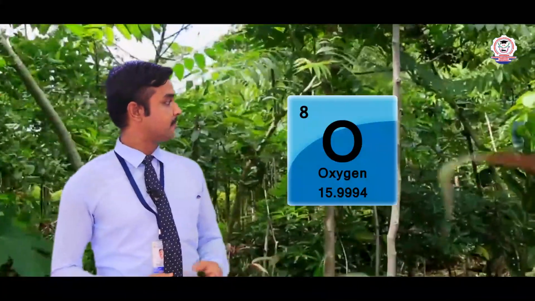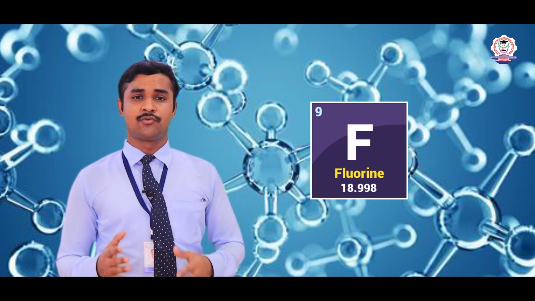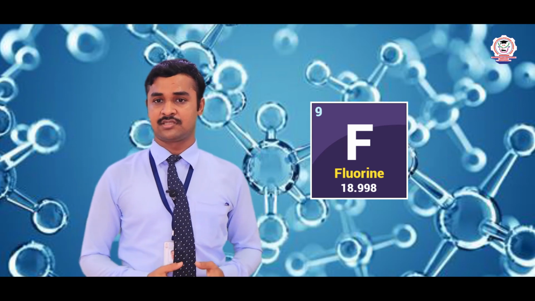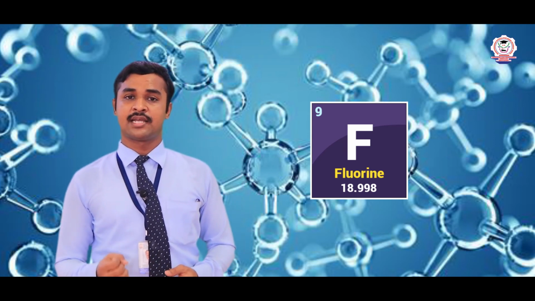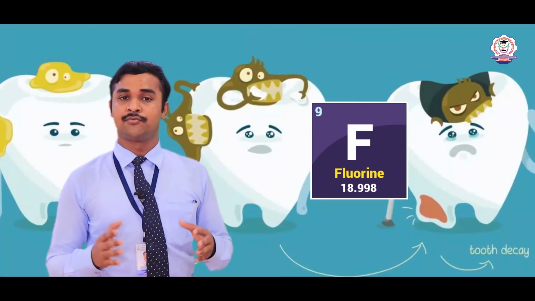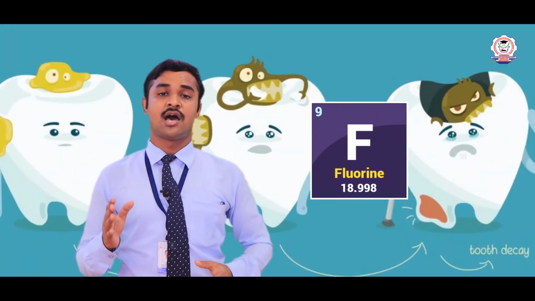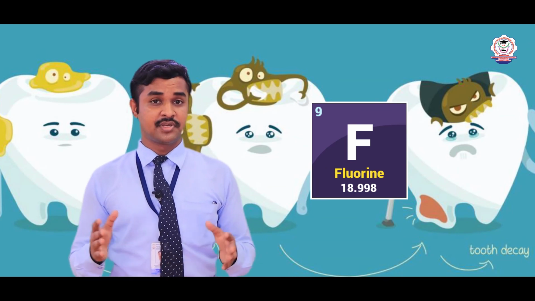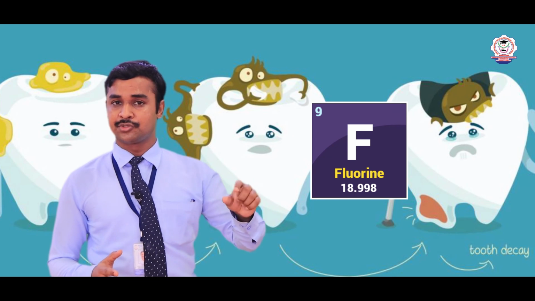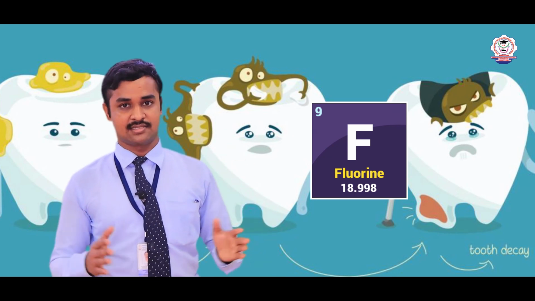And the next one, the ninth element, fluorine. Fluorine can make fluorocompounds. Fluorine compounds are used in toothpaste. Fluorine has the ability to stop tooth decay, and fluorine can make hydrofluoric acid. It is very effective. Hydrofluoric acid can be used to draw art on glass.